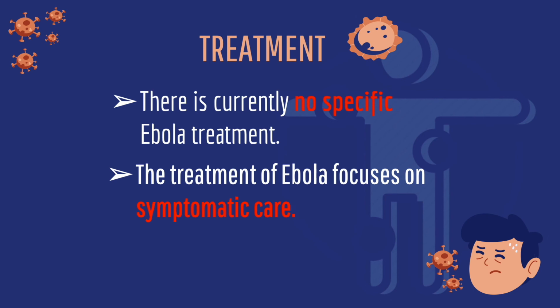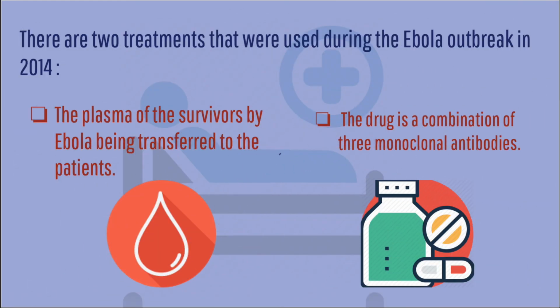Also, the treatment of Ebola focuses on symptomatic care, and there are 2 treatments that were used during the Ebola outbreak in 2014. First, the plasma of a survivor of Ebola is transferred to patients, in the hope that the survivor's plasma will help fight the infection. Those infected people who were given plasma in a timely manner were able to undergo the transfer and survive.